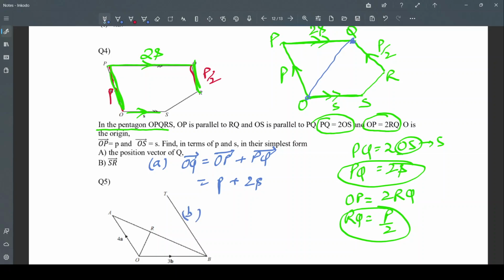Then the B part is the SR vector, S to R. So SR is this one, right? You have to go from S to R. For that I can take this direction, SO.